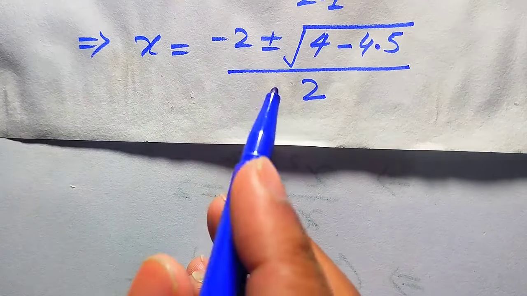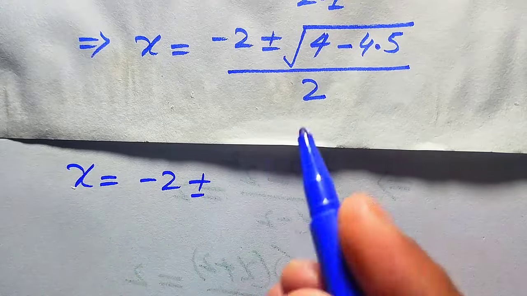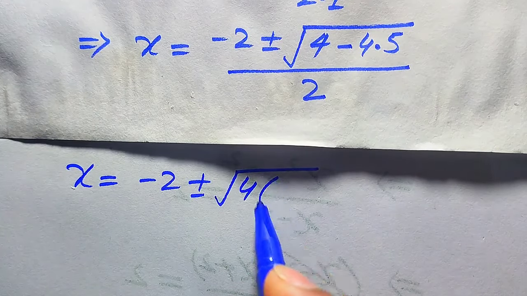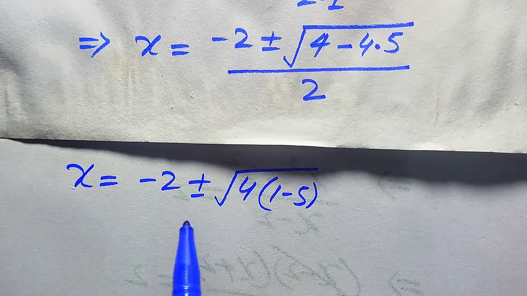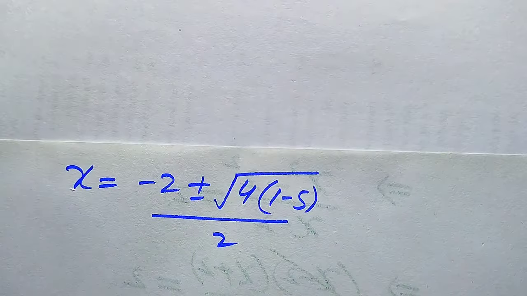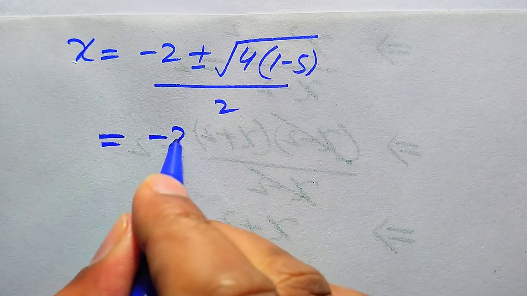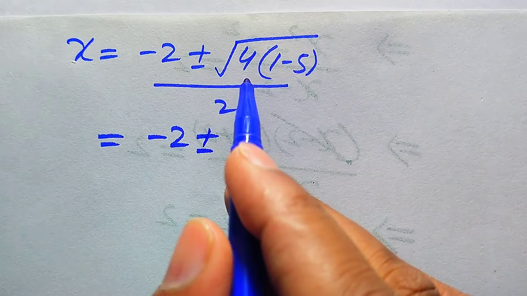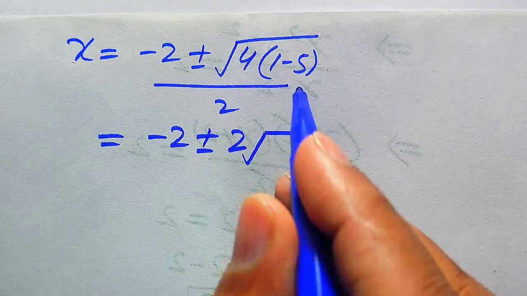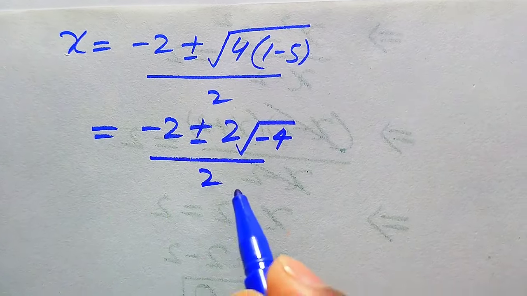In the next step we need more simplifications, and we get x equals minus 2 plus minus, here we take common 4 inside the square root sign, and the remaining values are 1 minus 5, divided by 2. Further, we have minus 2 plus minus, here we know that the square root of 4 becomes 2, times the square root of 1 minus 5, and 1 minus 5 becomes minus 4, divided by 2.